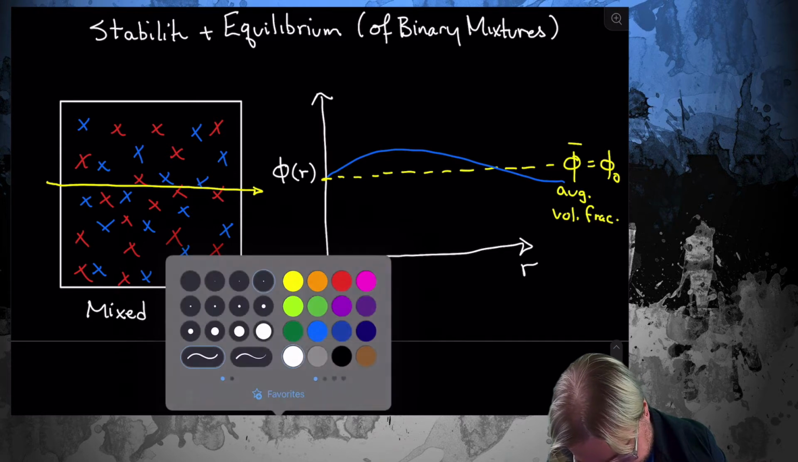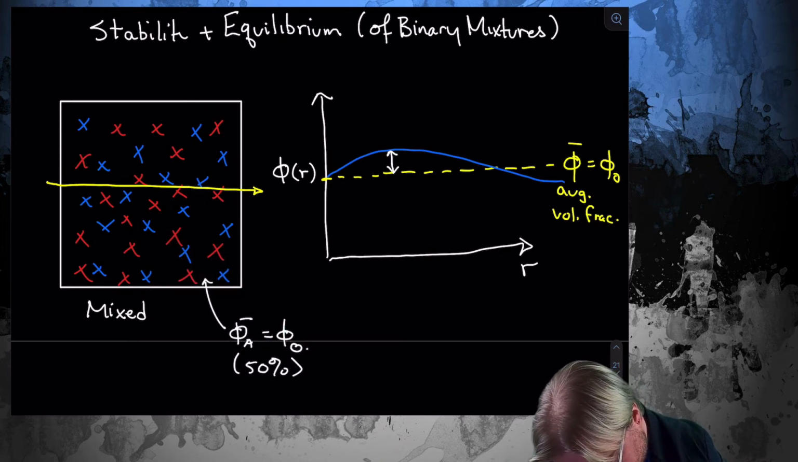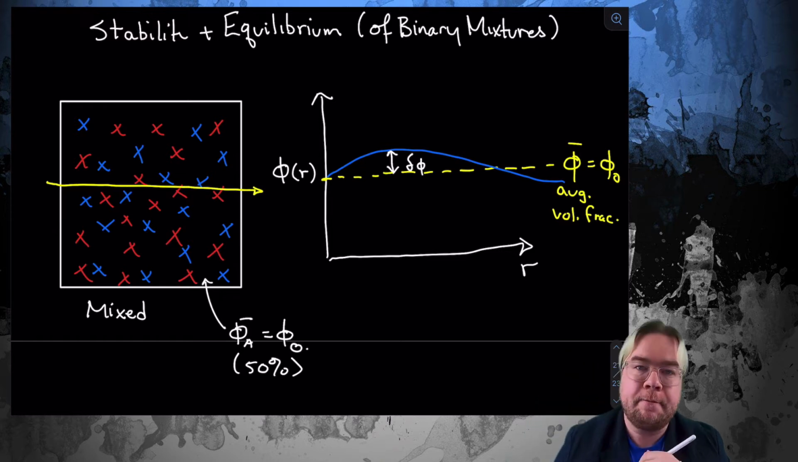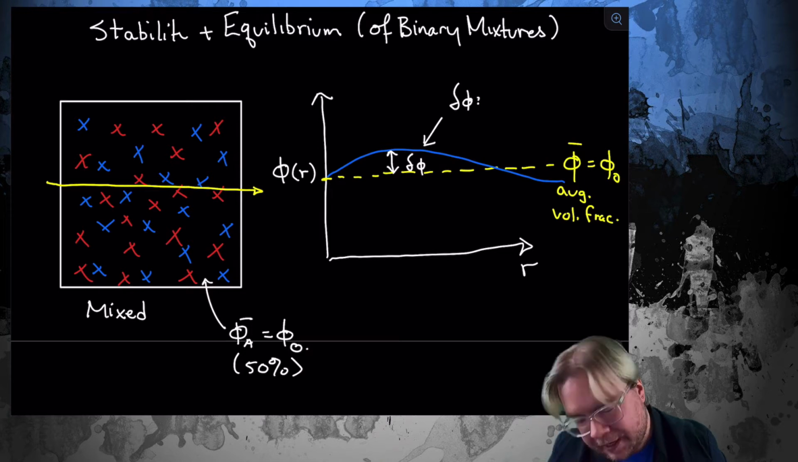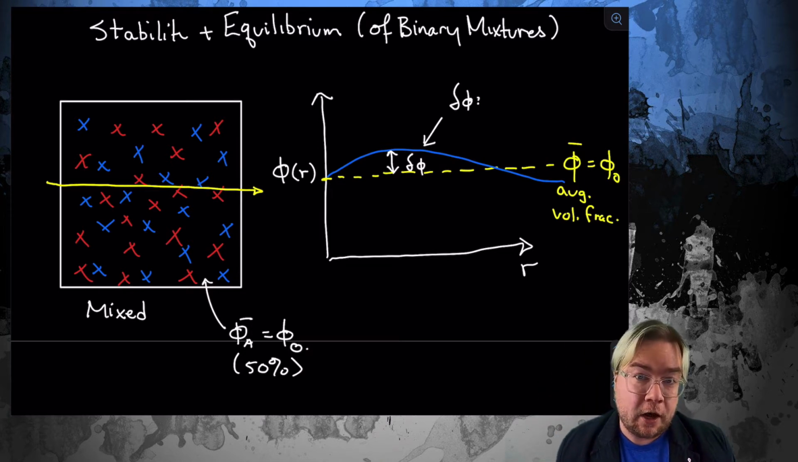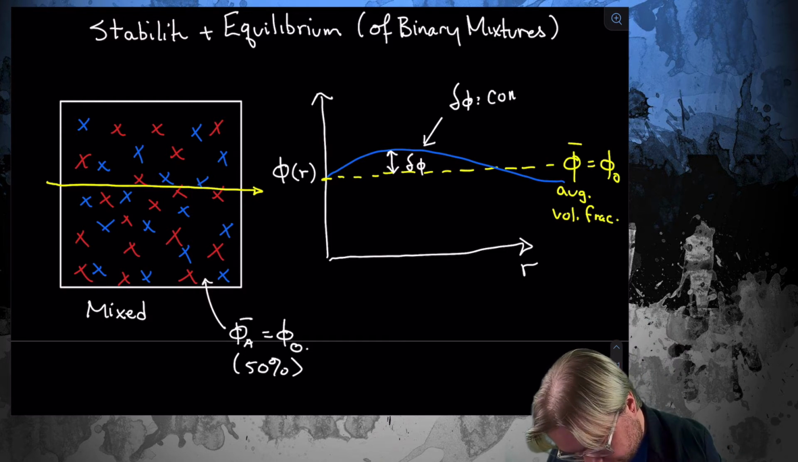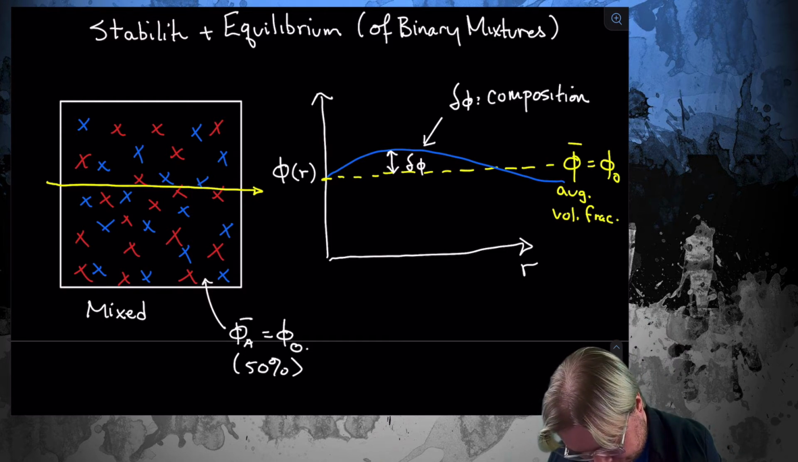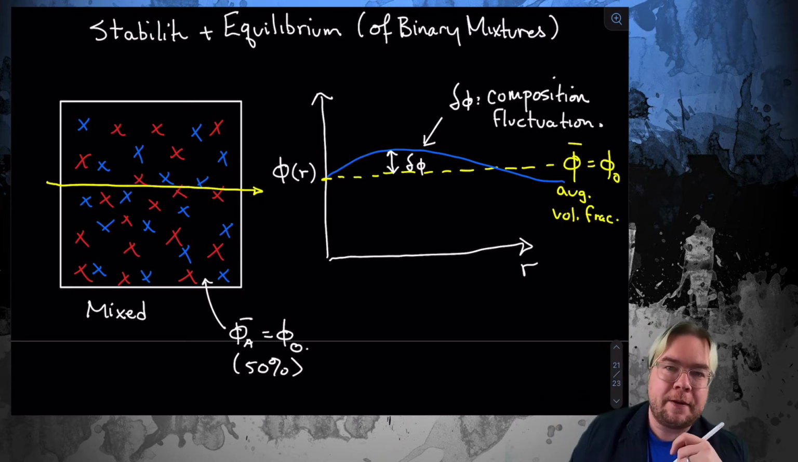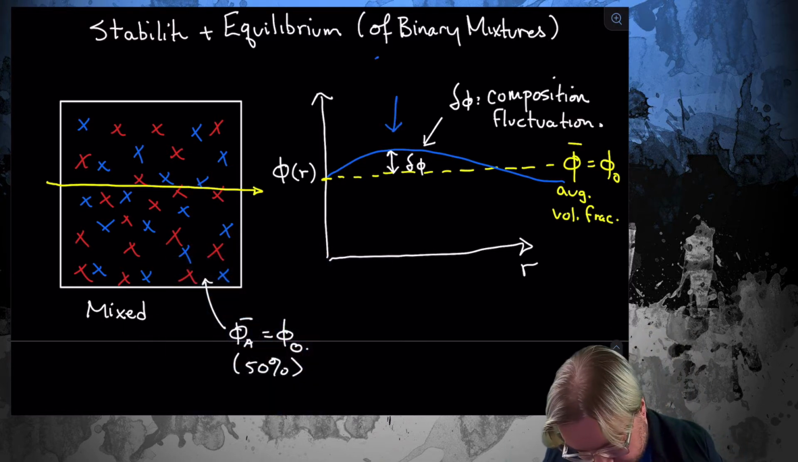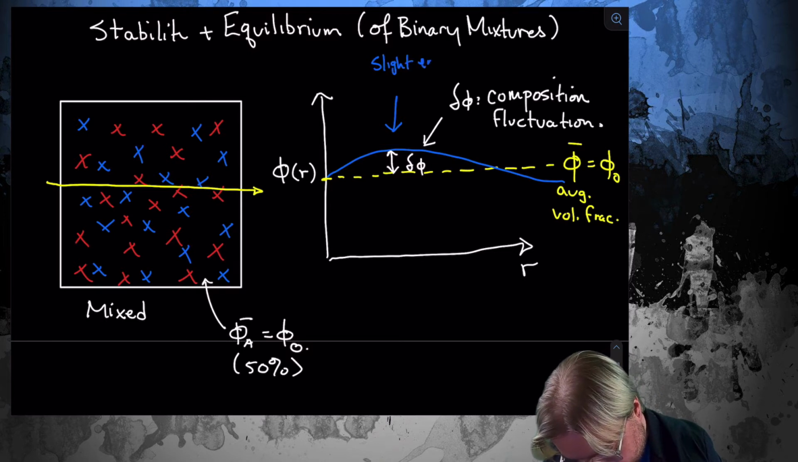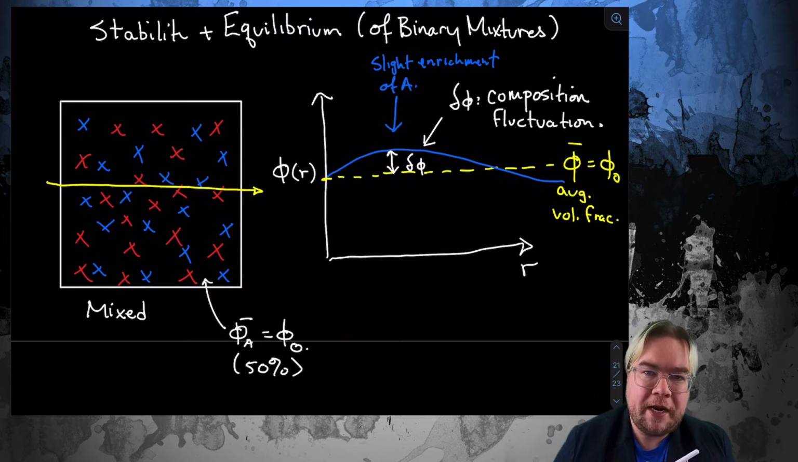So it will deviate by a small amount d phi. What is that d phi? This d phi is what we call a fluctuation. It's a fluctuation in the composition. So composition fluctuation. And these happen all the time. So what this represents in terms of this graph is there's a slight enrichment of A. And that occurs just randomly.